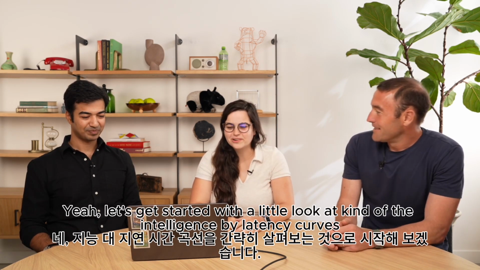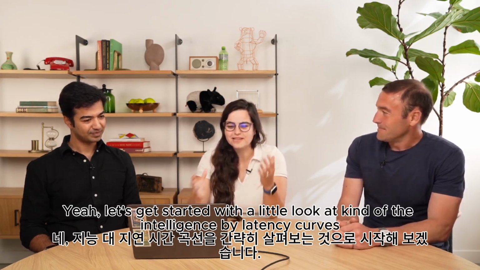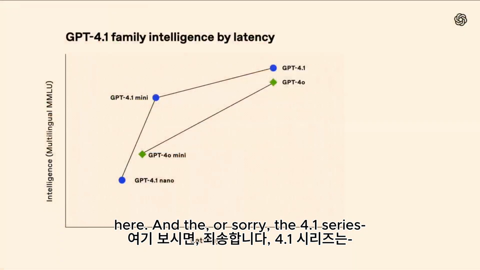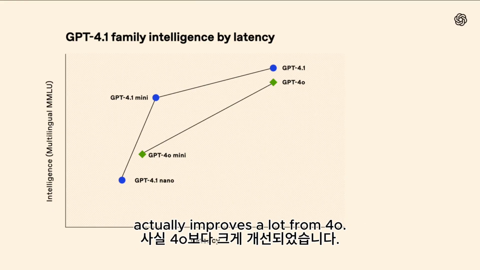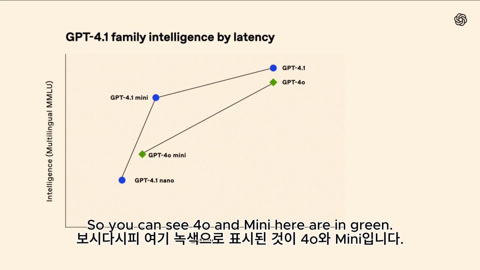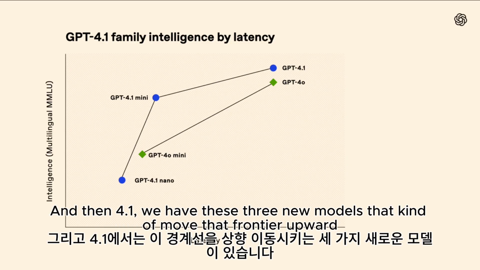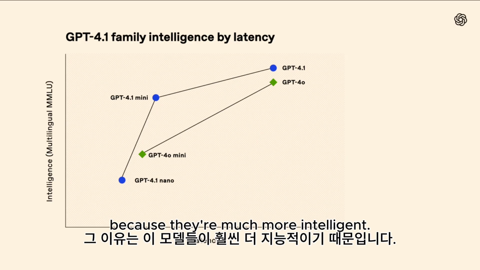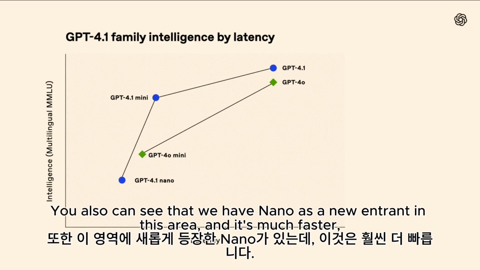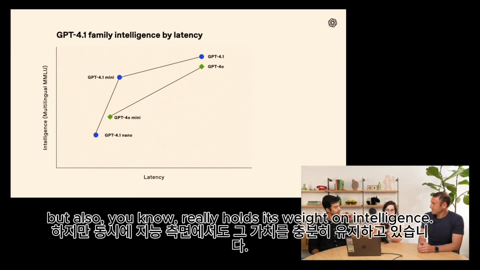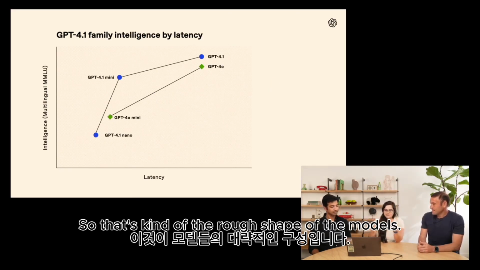Yeah. Let's get started with a little look at the intelligence by latency curves here. And the 4.1 series actually improves a lot from 4.0. So you can see 4.0 and mini here are in green. And then 4.1, we have these 3 new models that move that frontier upward because they're much more intelligent. You also can see that we have Nano as a new entrant in this area, and it's much faster, but also really holds its weight on intelligence. So that's the rough shape of the models.